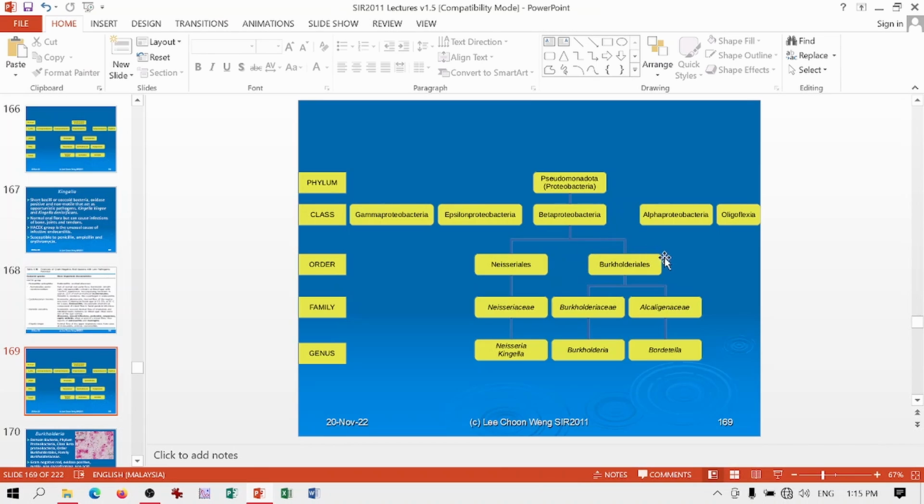Next, we'll look at the order Burkholderiales, still under the class Betaproteobacteria. We'll look at the family Burkholderiaceae and the genus Burkholderia.